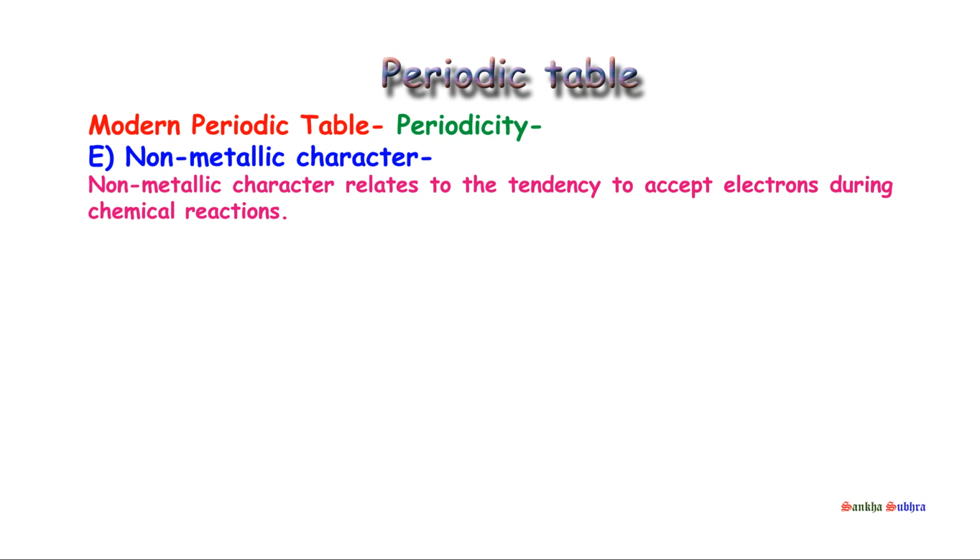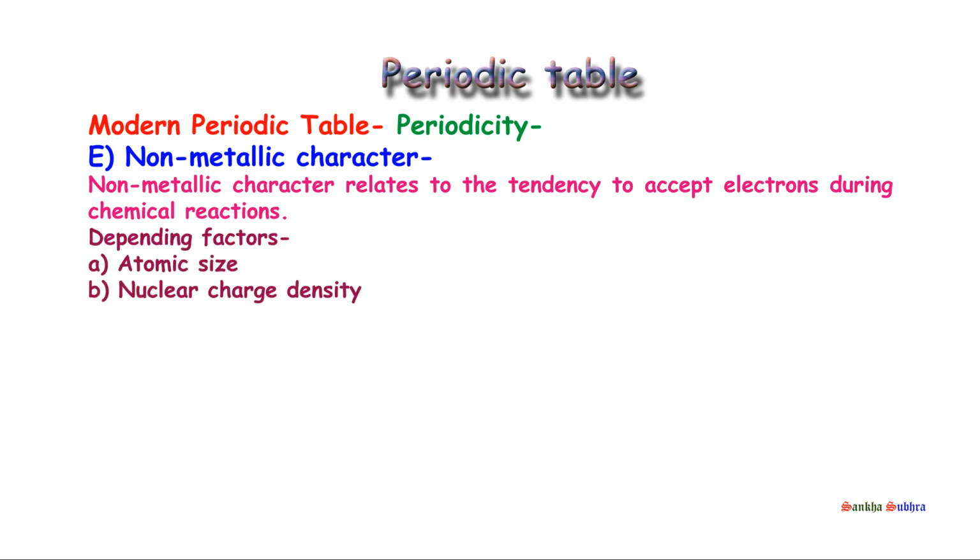and such a property is known as the non-metallic character. Now, if we try to describe the periodicity of the non-metallic character, then we will find two depending factors. Number one, the atomic size, and number two, the nuclear charge. We are now trying to describe the atomic size. The smaller the atomic size, the greater is the nuclear pull, and as a result, the tendency to gain electrons also increases. As a result, the non-metallic character also increases.